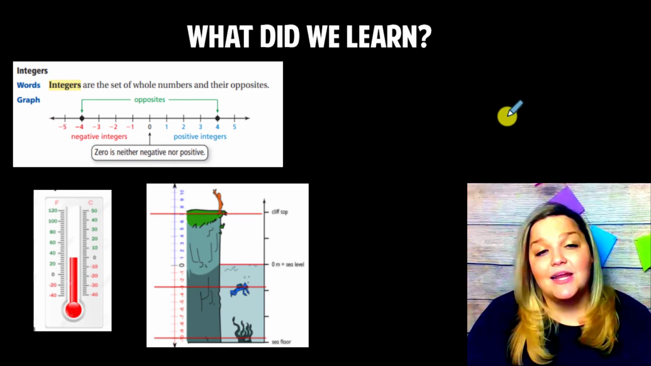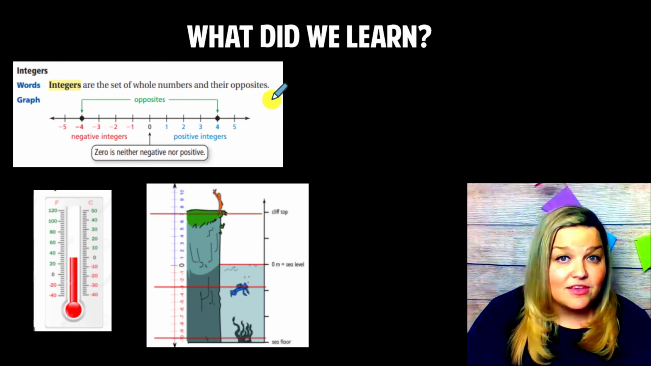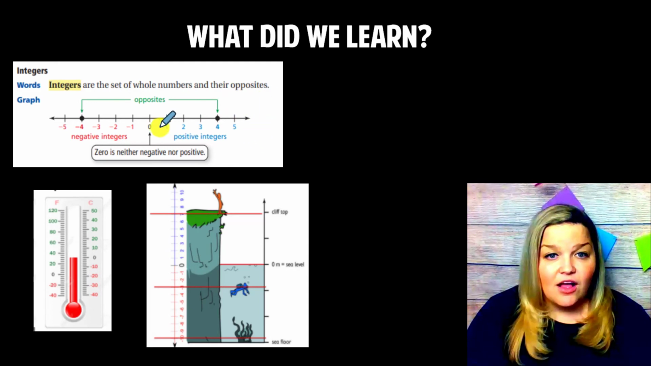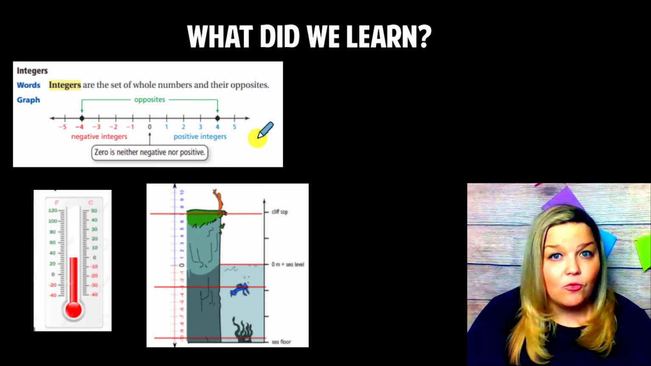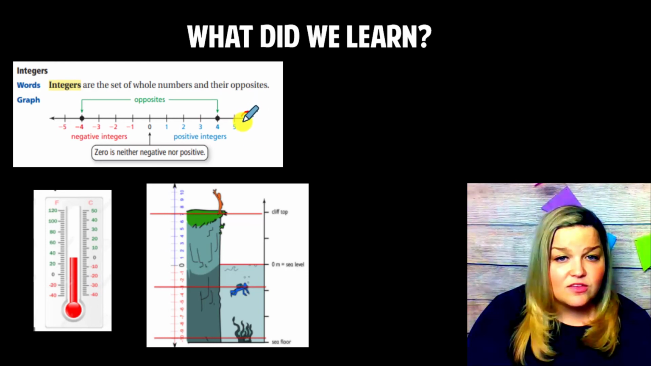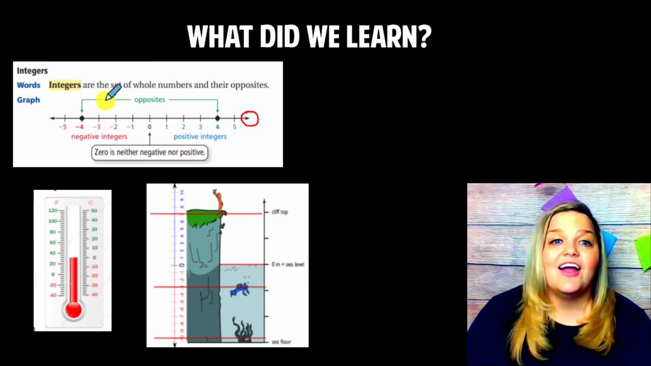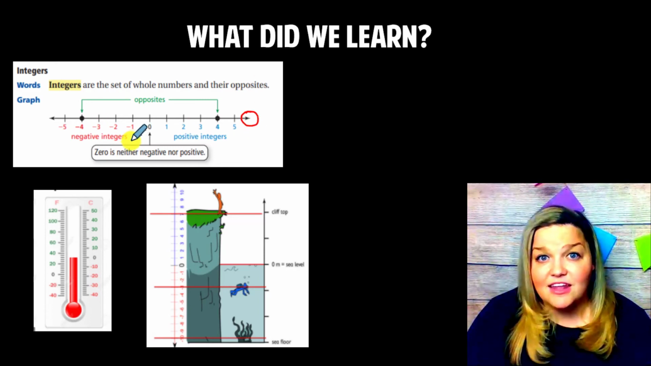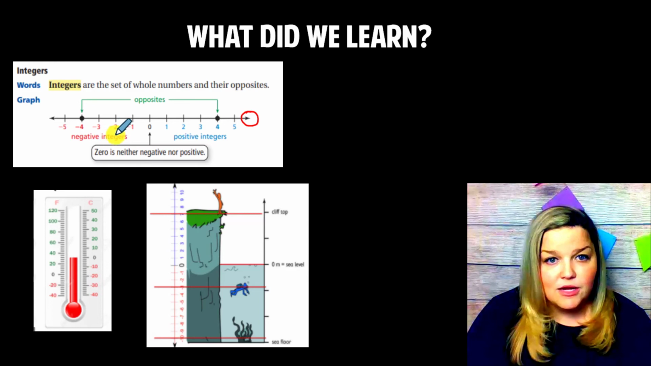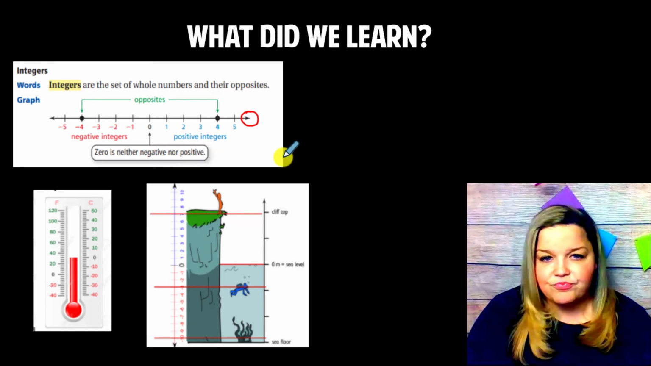That's it. So what did we learn today? Integers are the set of all whole numbers and their opposites. So if you look here, all the whole numbers, if you were just going to count forever and ever and ever, 1, 2, 3, 4, 5, all the way to infinity, that's what this arrow is including, all whole numbers and their opposites, the set of negative whole counting numbers. 0 is neither negative or positive.